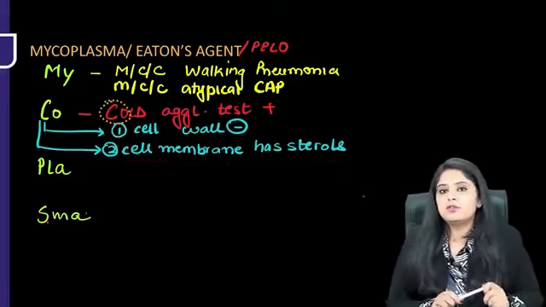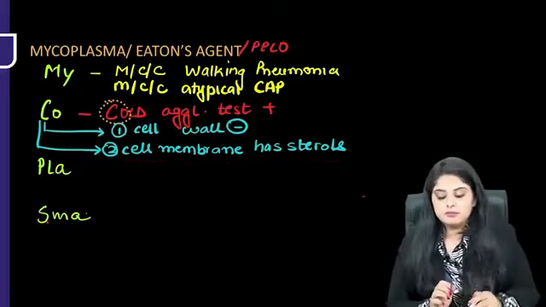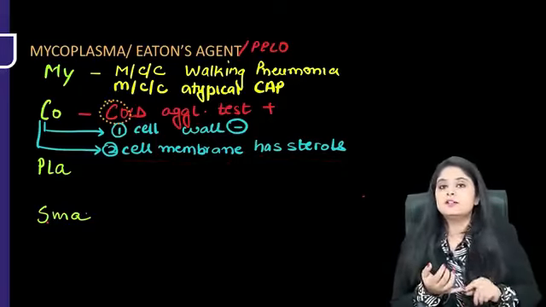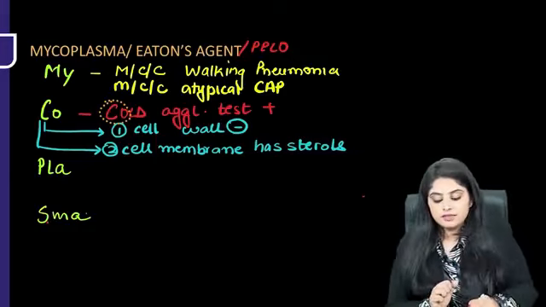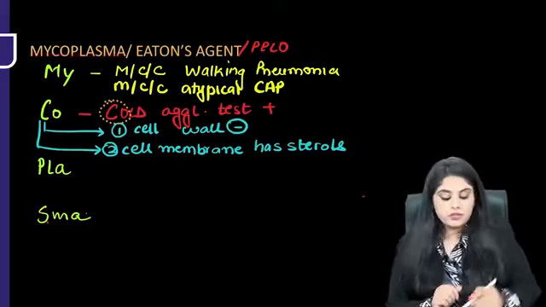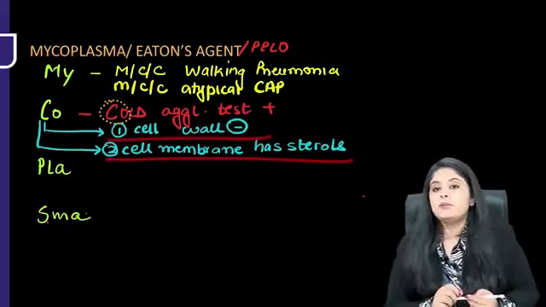Look, bacteria don't have sterols. But this is a weird one. Bacteria have cell walls, this doesn't. Bacteria don't have sterols, but this has. So everything is different here. That is why they're saying, is it even a bacteria? Big query on that. Cell wall is not there and the cell membrane has sterols.